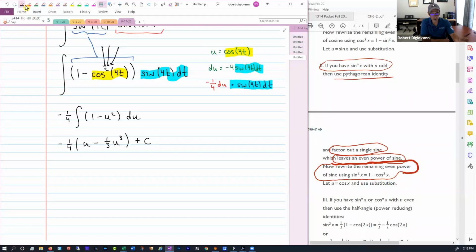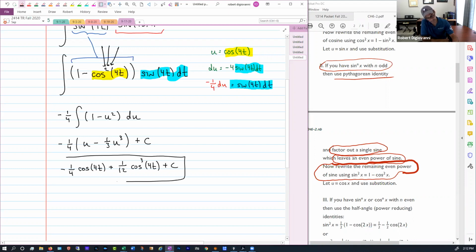All right, now we just plug u back in. So -1/4, u is cosine of 4t, plus a 12th cosine cubed 4t plus c. So I did distribute the -1/4 through. And I replaced my u's with cosine 4t, and that's why I have that little cubed on there, right? There it is.